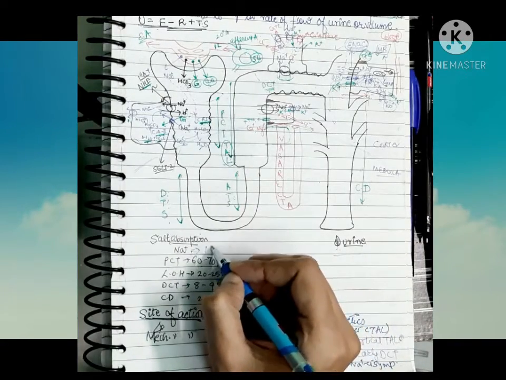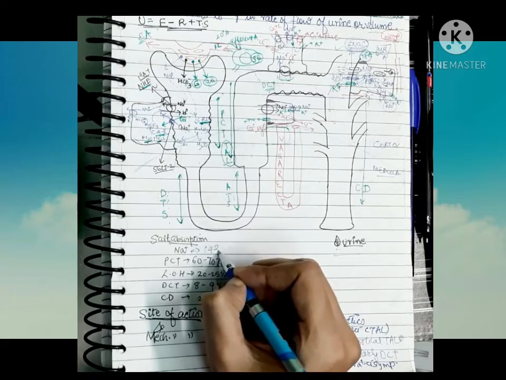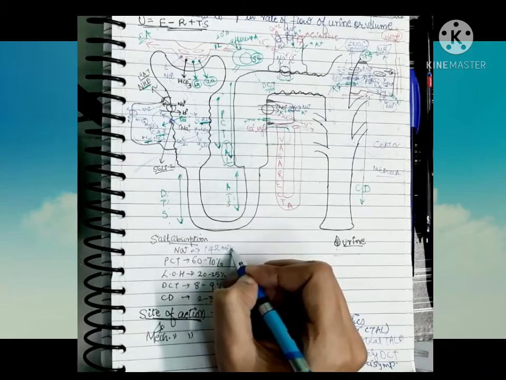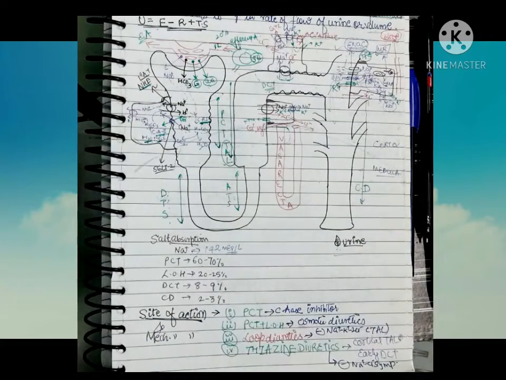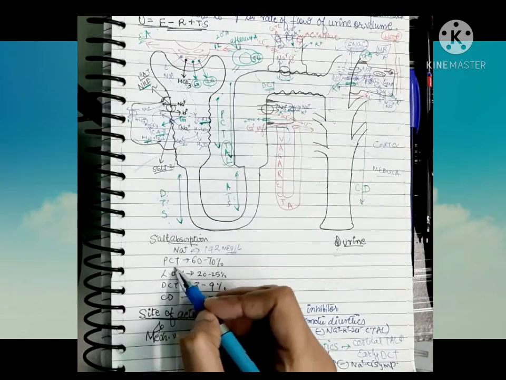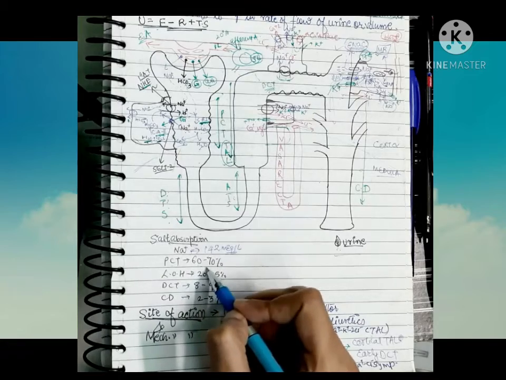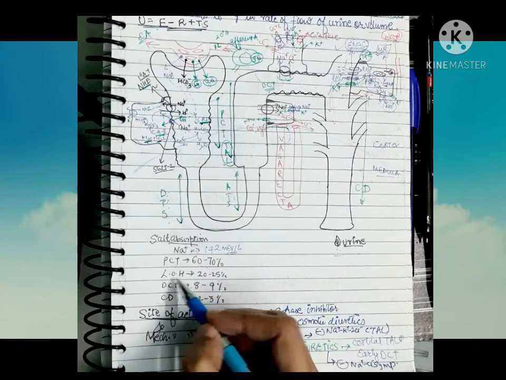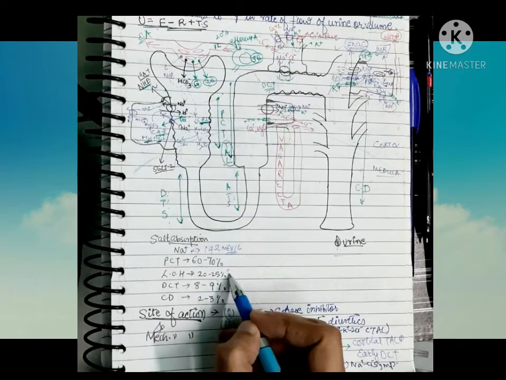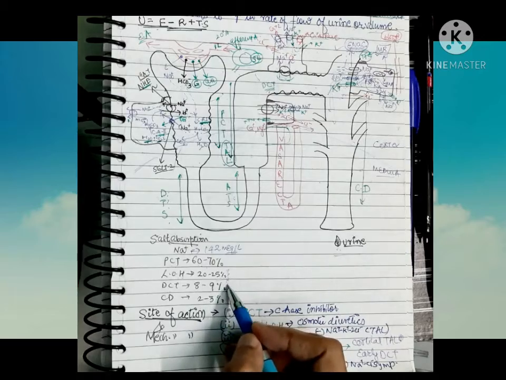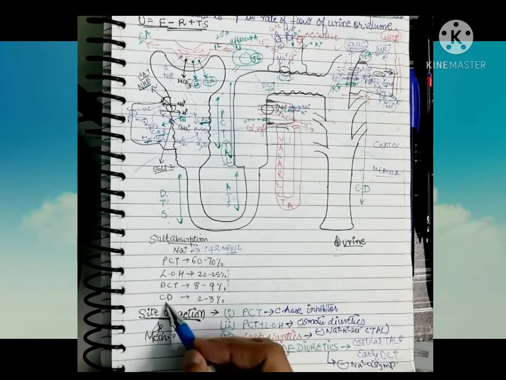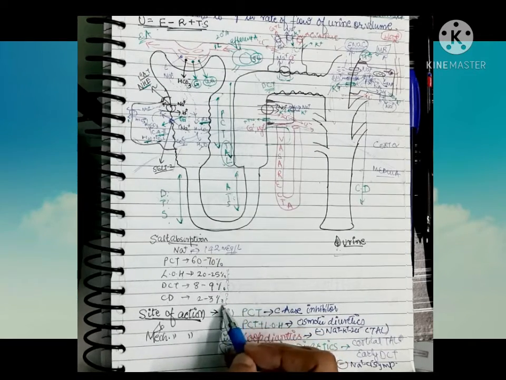The normal serum level will be approximately 142 milliequivalent per liter, okay, 142. And for sodium reabsorption, from the PCT there will be 60 to 70% reabsorption of the sodium ion. Then the loop of Henle will contribute 20 to 25% of reabsorption, the DCT, distal convoluted tubule, will contribute 8 to 9%, and the collecting duct will contribute 2 to 3%.